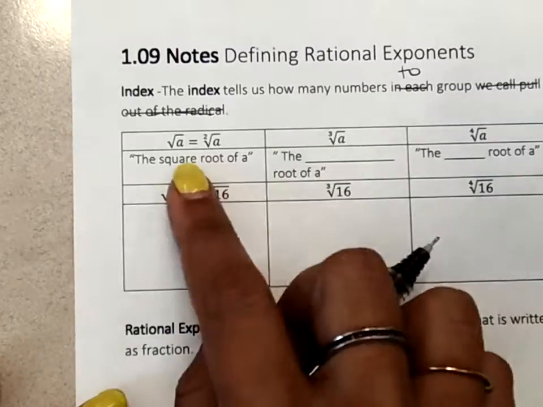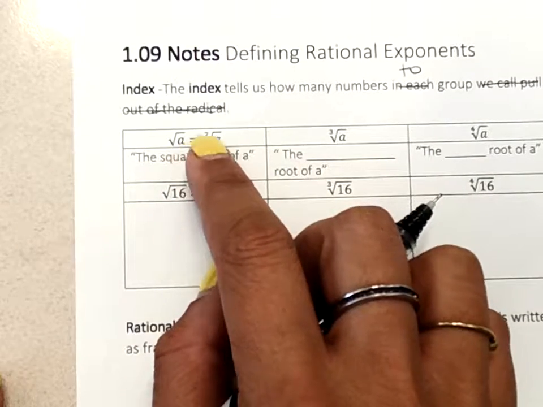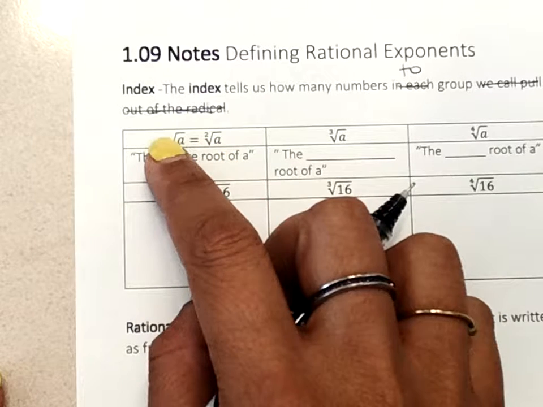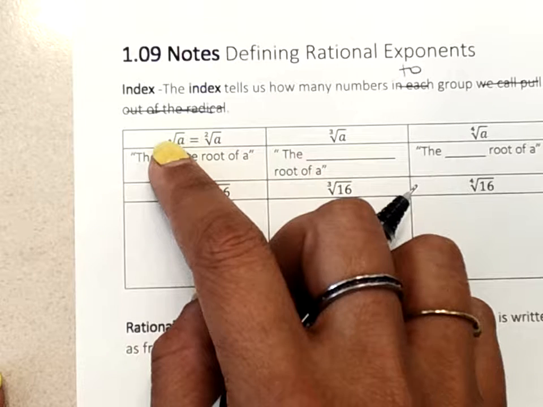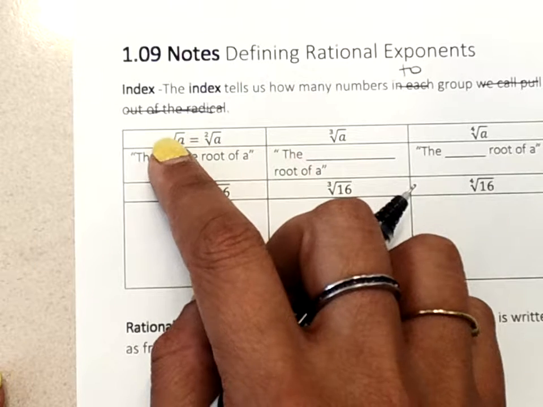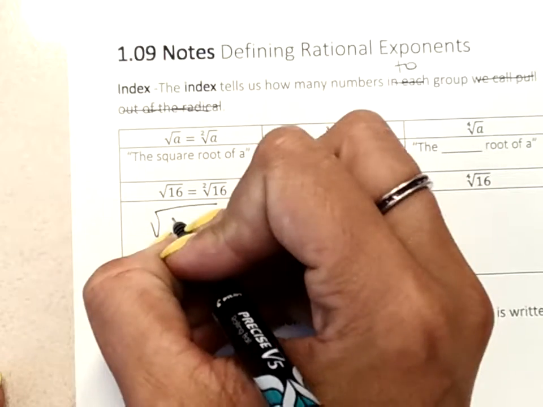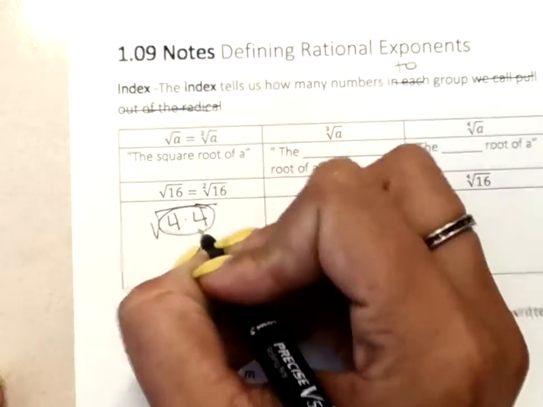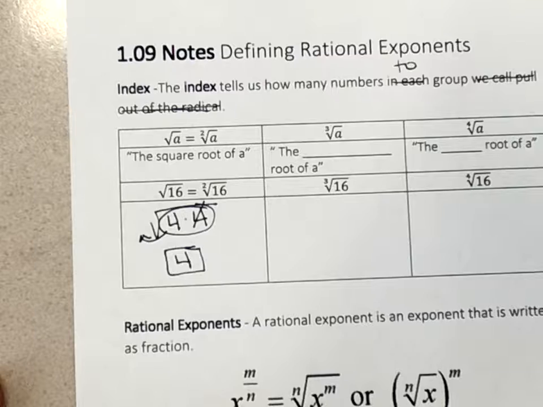So if we look at example A, the square root of A is the same thing as saying the square root of A. We don't always write the 2. When there is nothing written, it is implied that the 2 is there. So these both mean the same thing. And just like we've learned, when we take the square root, we find groups of 2, and we are allowed to simplify by taking 1 out.